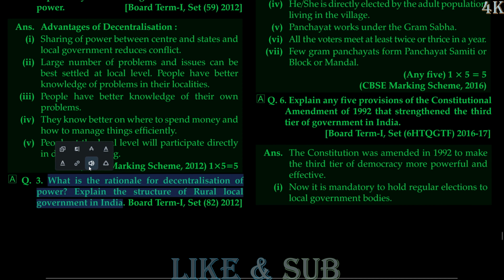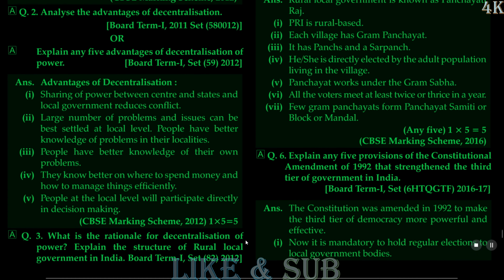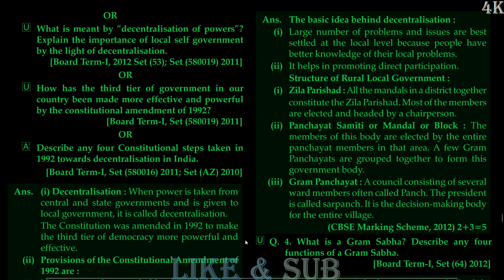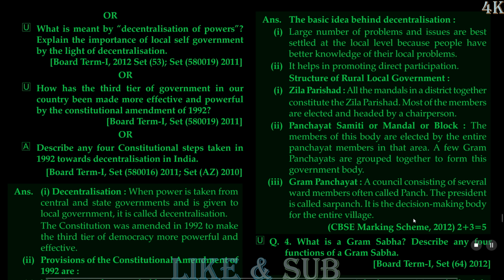What is the rationale for decentralization of power? Explain the structure of rural local government in India. Answer: The basic idea behind decentralization. 1. Large number of problems and issues are best settled at the local level because people have better knowledge of their local problems. 2. It helps in promoting direct participation.